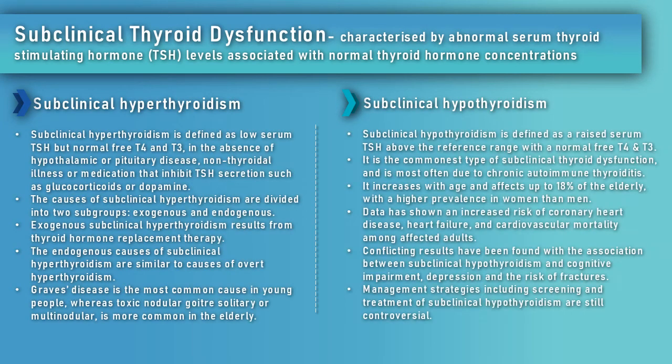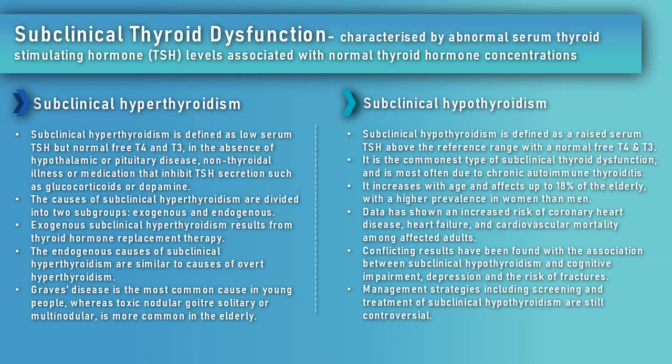Let's now consider subclinical thyroid dysfunction. Subclinical hyperthyroidism is defined as low serum TSH but normal free T4 and T3 in the absence of hypothalamic or pituitary disease, non-thyroidal illness, or medication that inhibits TSH secretion such as glucocorticoids or dopamine.